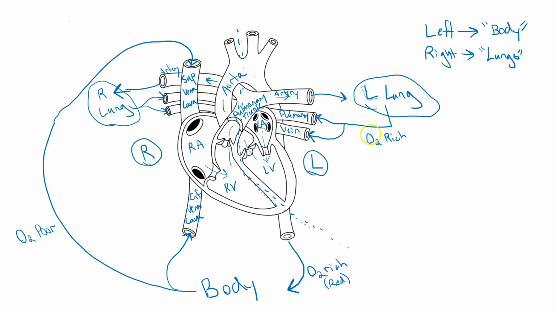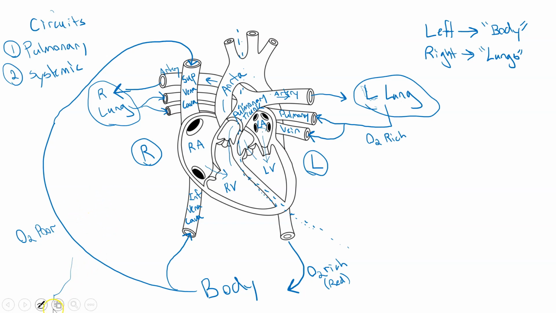And you can kind of see that this forms a kind of figure 8 loop. Blood comes into the left side, goes out to the body, and then it comes back to the right side. Blood then goes out the right side to the lungs, and then back to the left side. We call these circuits, and there is what's called a pulmonary circuit, and there's what's called a systemic circuit. The systemic circuit is the one that goes to the body and back to the heart.